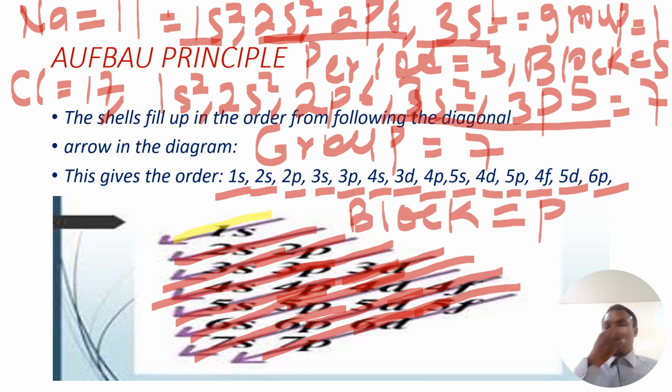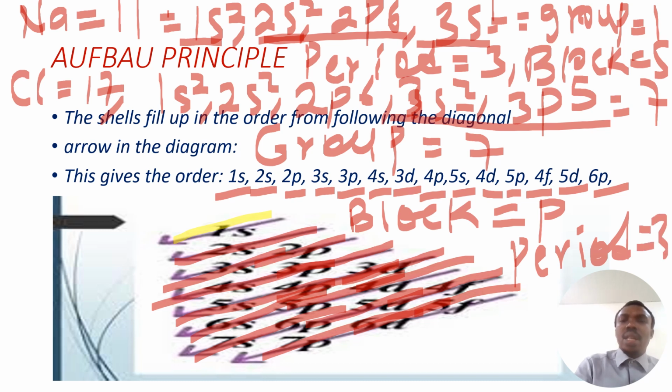So if you look at the periodic table, chlorine belongs to group 7, period 3, and it's a p block element. The period is period 3. Group 7, period 3, and it's also a p block element.